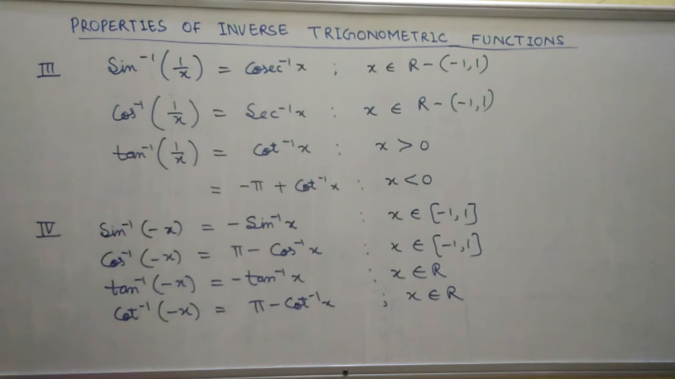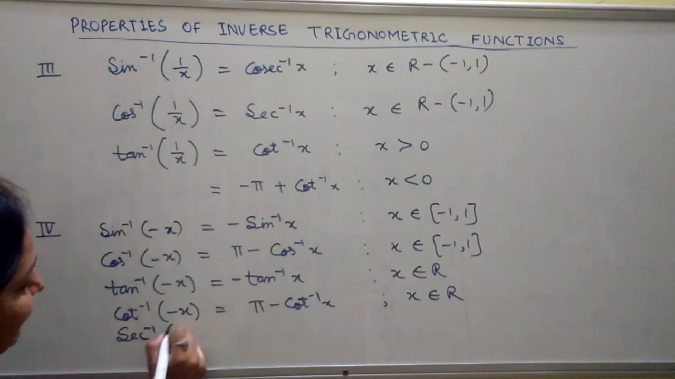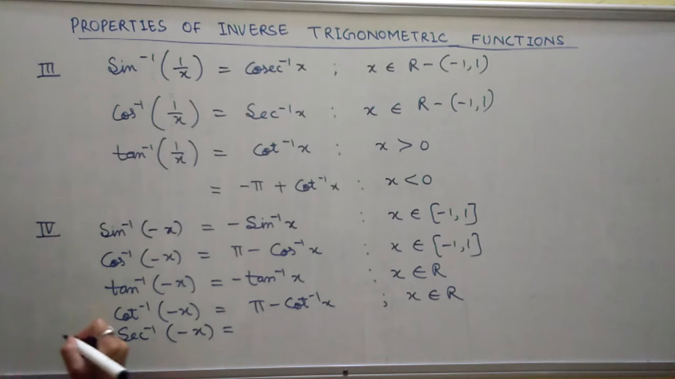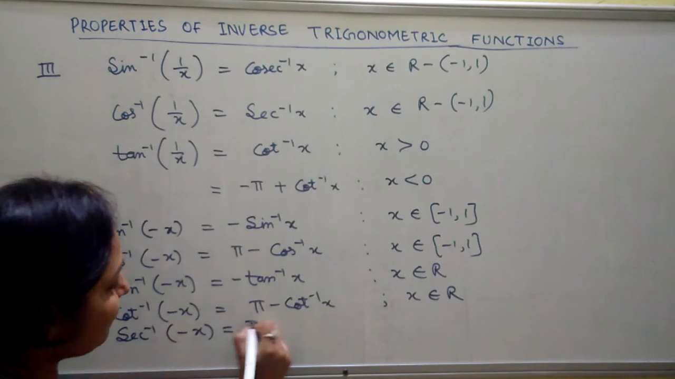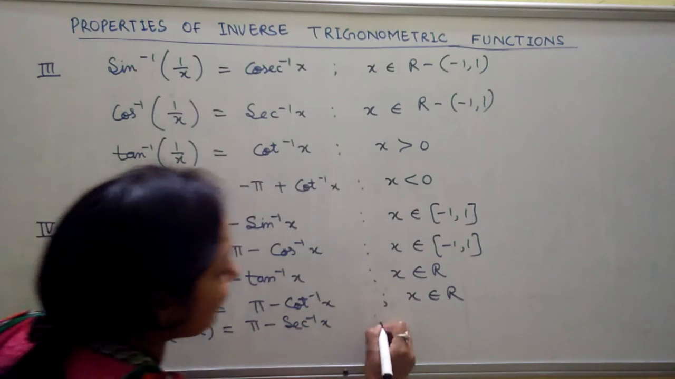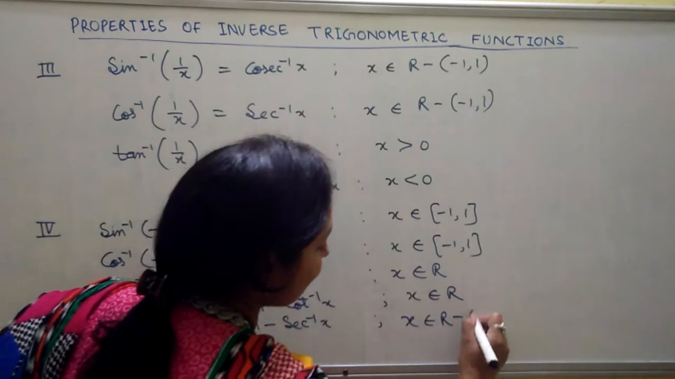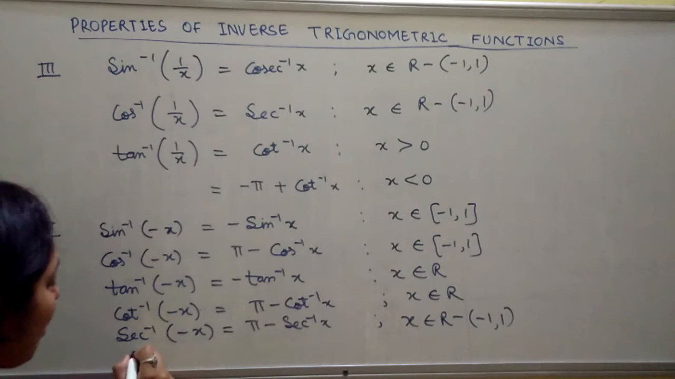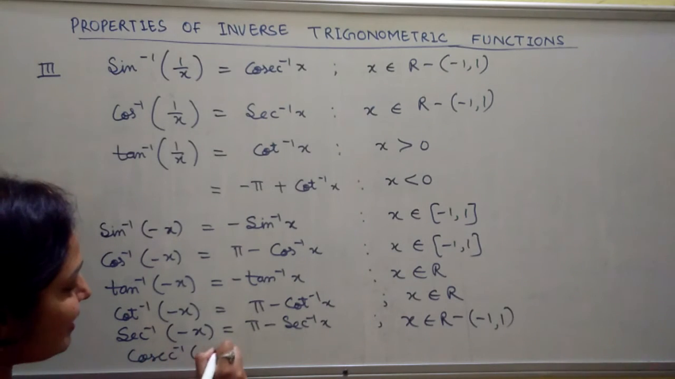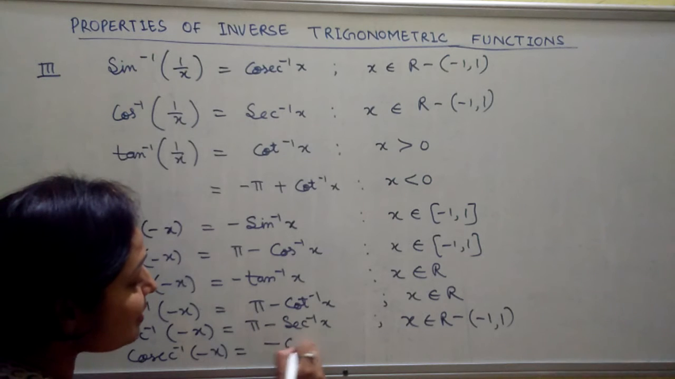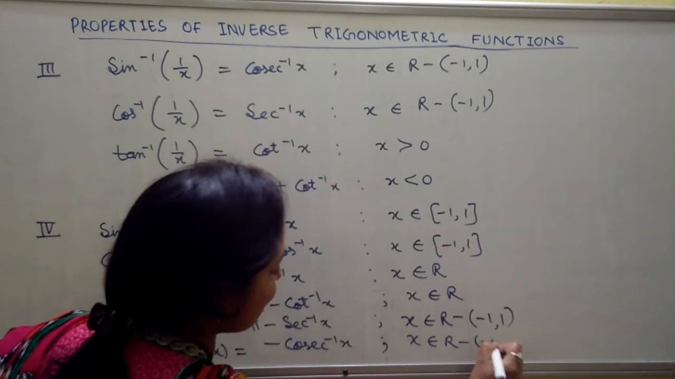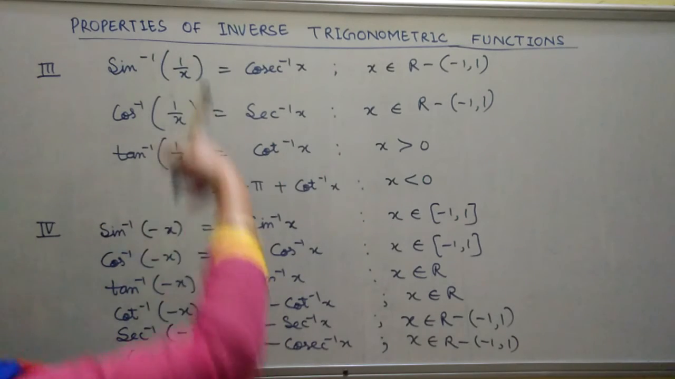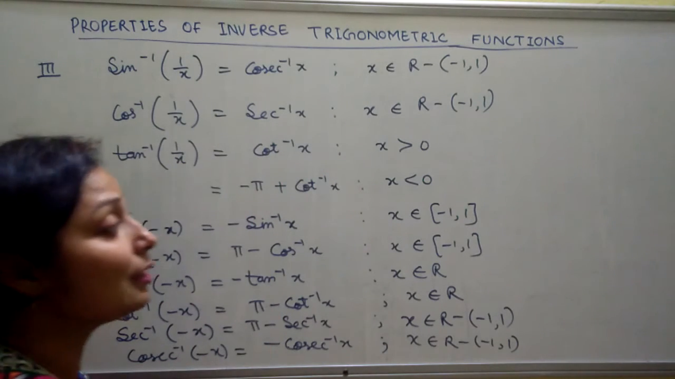Now after cot we have secant and cosecant. Secant inverse of negative x, again the formula is the same as these two, cot and cos. We have pi minus secant inverse x, and the condition is x belongs to R minus (minus 1 to 1). Now cosecant inverse of minus x will equal minus cosecant inverse x. So this x belongs to R minus (minus 1 to 1). So these are the third and fourth properties. Okay, you have to learn these properties.